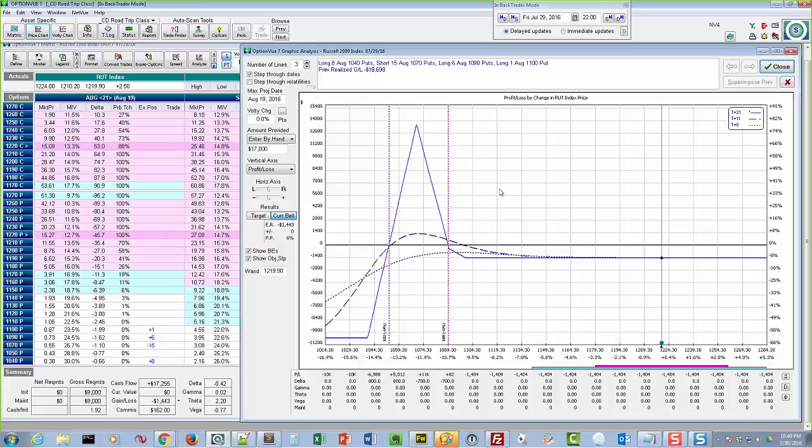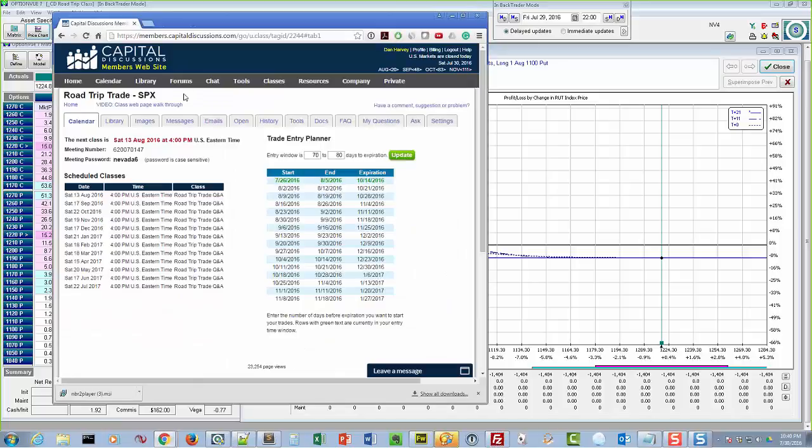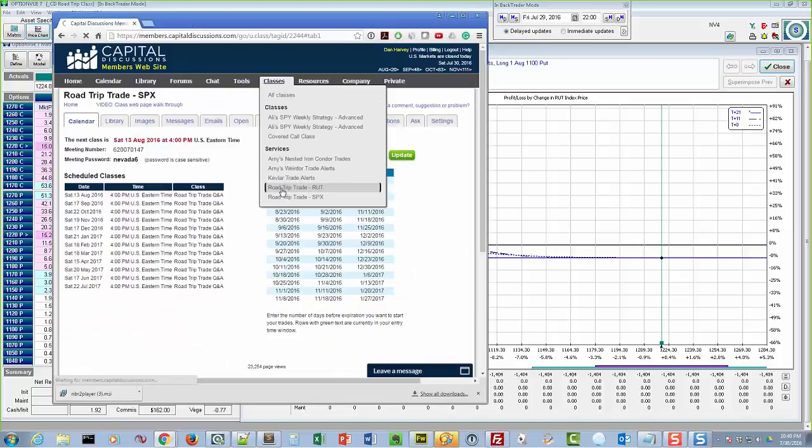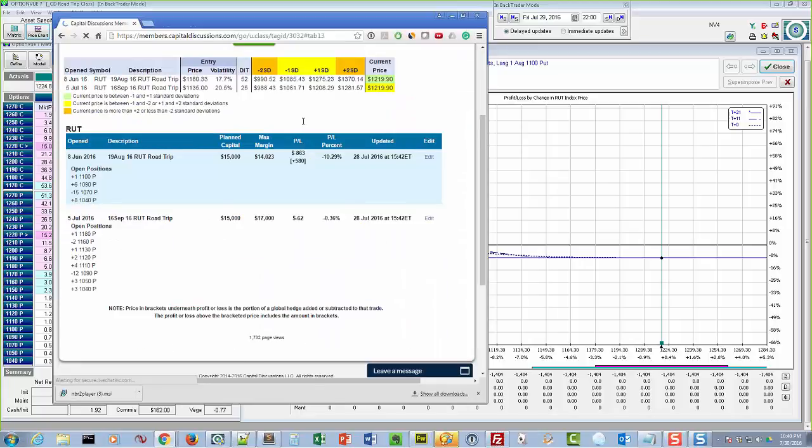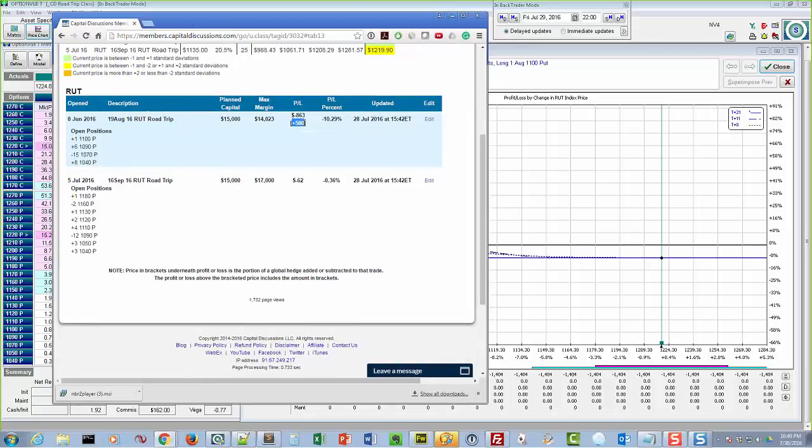Okay, so this one is underwater 1400, but in contrast to the SPX August 19th that is being penalized for the global put, this one is actually benefiting because the global put on this one actually made money. So if we go to the class page to the open positions, you'll see that this is down 863, but it's getting a $580 lift from its portion of that global put that actually made almost $1,200.